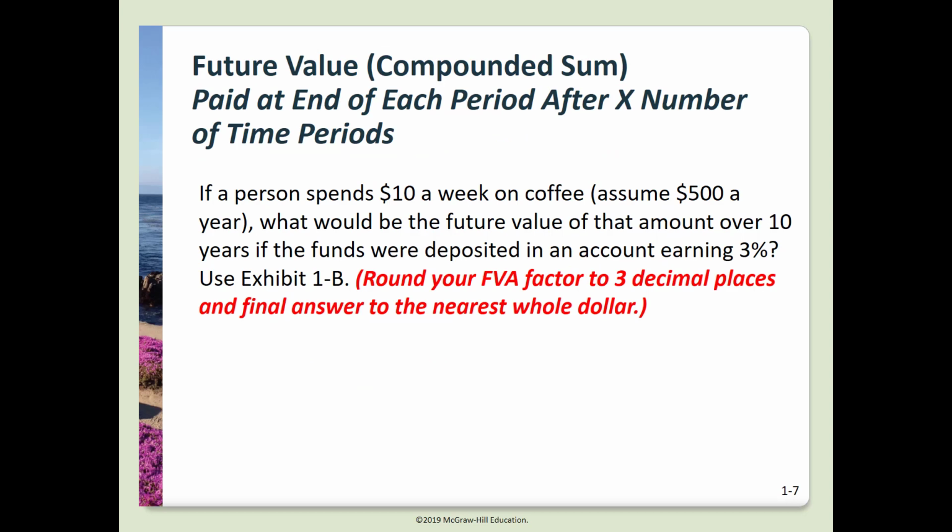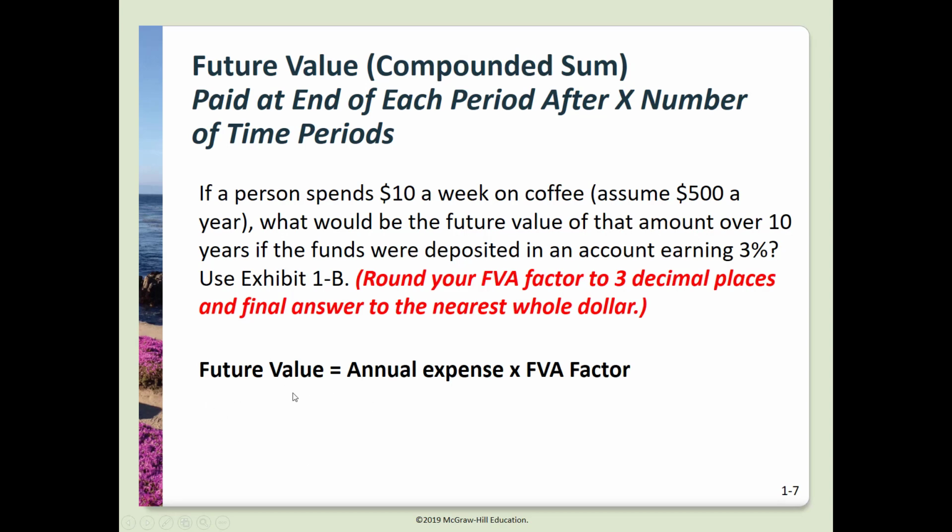In this problem, we're going to be working with future value paid at the end of each period after X number of time periods. If a person spends $10 a week on coffee, assume $500 a year, what would be the future value of that amount over 10 years if the funds were deposited in an account earning 3%? This is a great example of a way to assess your coffee habit or whatever other habit you might have that you're spending on a weekly basis to see what you could be earning in an investment as opposed to spending on something like coffee. So we'll be using Exhibit 1B because we have an annual deposit we're making, the $500 a year over 10 years.